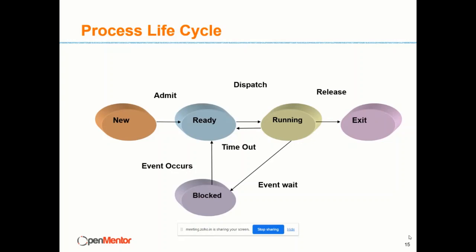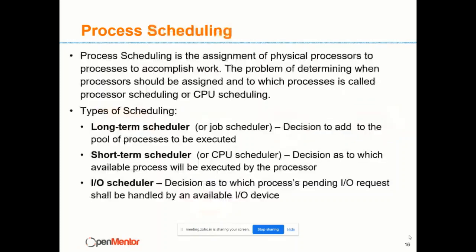So when the process starts running, there could be a case where it waits for something. And if it is going to be waiting forever, then it is blocking the process that is there in the ready state. So in order to manage this efficiently, the operating system has a process scheduling concept. So it schedules the process. Process scheduling is basically assignment of physical processor to the processes to accomplish tasks. The problem of determining when the processor should be assigned to which process is called process scheduling or CPU scheduling.